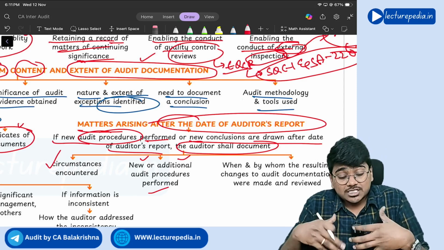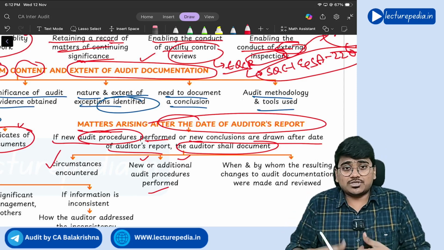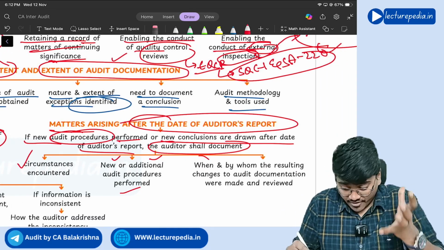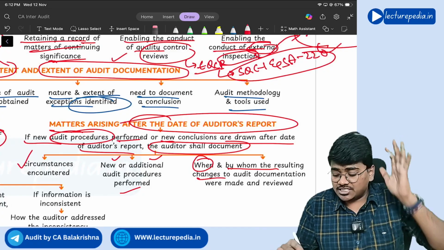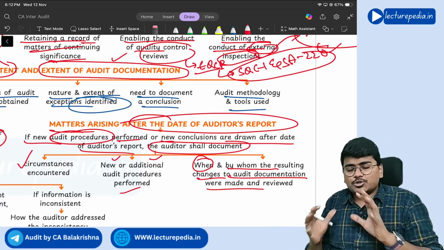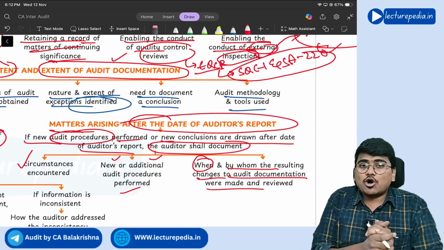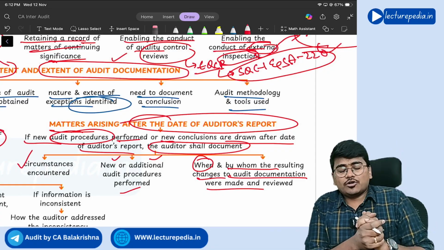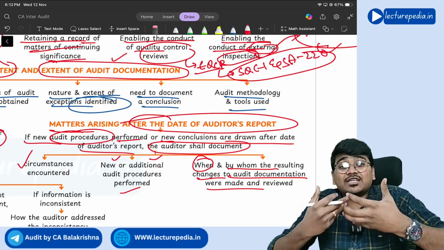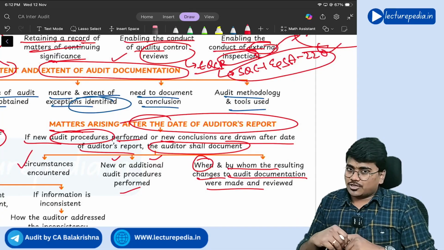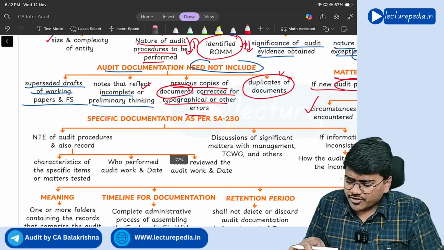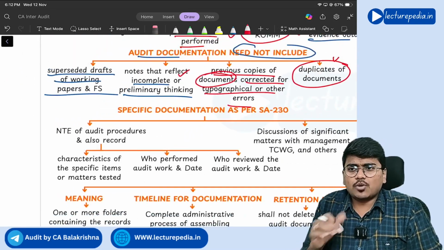So what are such new additional audit procedures that you performed after the date of audit report? You need to document them, and when and by whom the resulting changes to audit documentation were made and reviewed. So these things you need to document, if at all you are performing some audit procedures after the date of audit report. Got it? Yes.